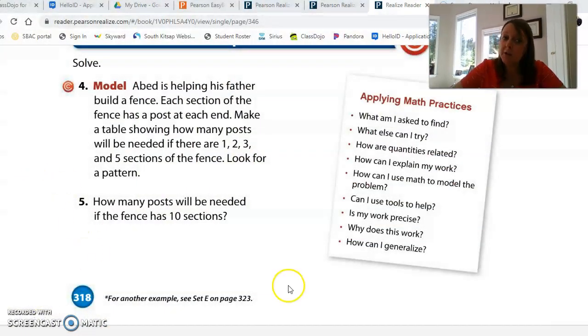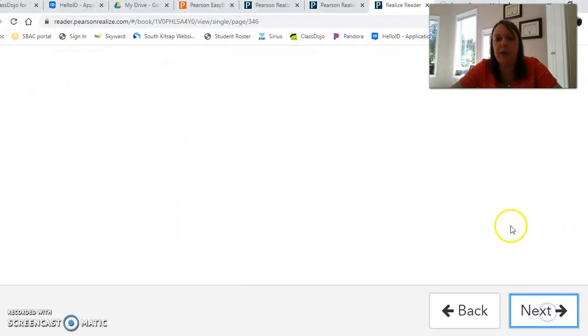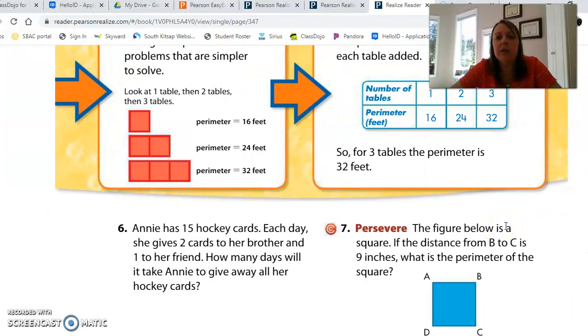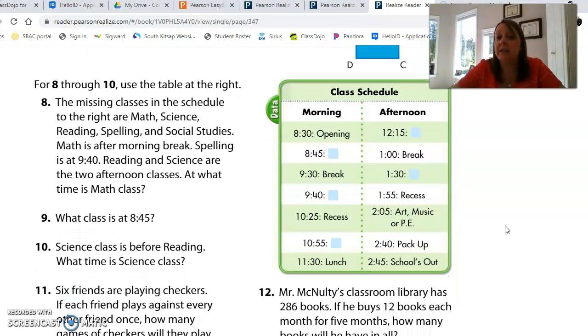All right, there was one more that I would like to do with you guys because it's kind of a challenge. So we're going to go to the next page on page 319. And I wanted to work on this one here that does the class schedule, number 8. Okay, looking over here, we have all these classes that we have to figure out. Number 8. The missing classes in the schedule to the right are math, science, reading, spelling, and social studies.